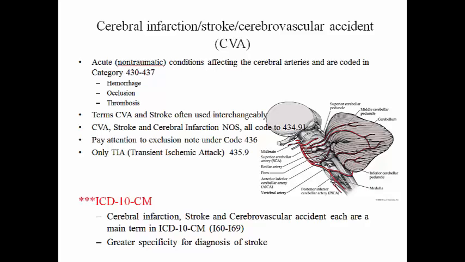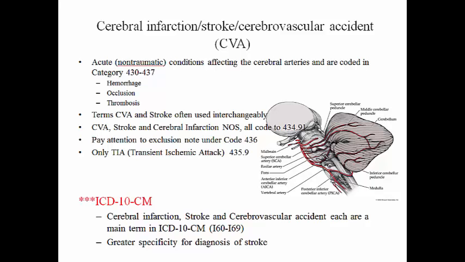Pay attention to the exclusion note under code 436, that acute but ill-defined CVA. CVA and stroke used to default to 436, but the guideline was changed in October of 2004, where now CVA and stroke are coded to 434.91 when not otherwise specified by documentation. Unfortunately, 436 remains on the ischemic stroke list because some practices have not changed their coding practice and continue to use it for stroke. But really 436 should no longer be coded when stroke or CVA is documented.